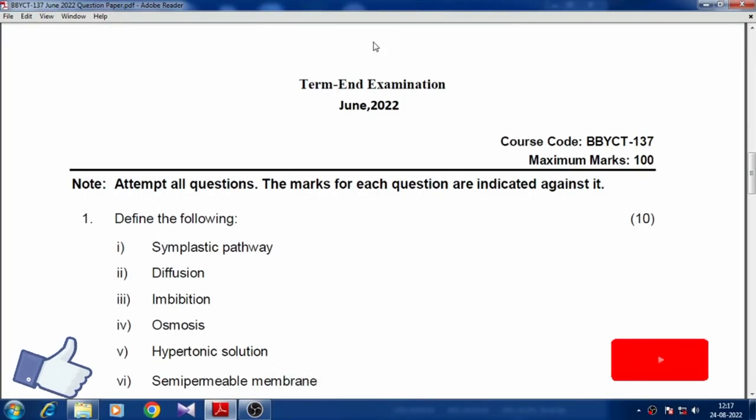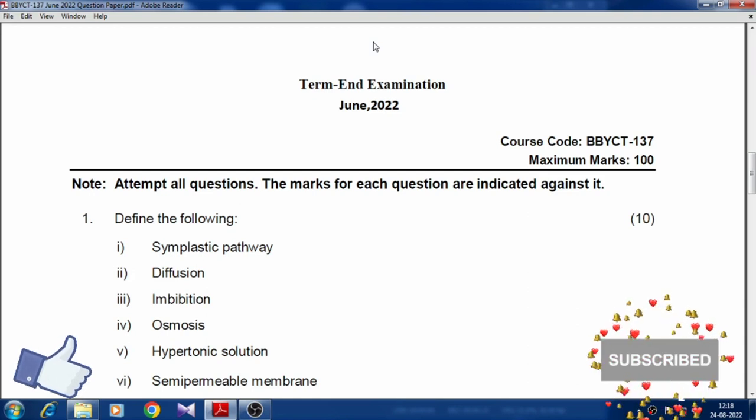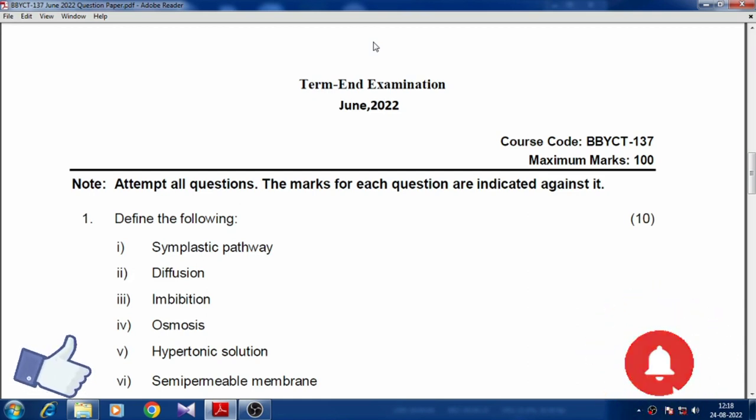Term-End Examination, June 2022. Course code BBYCT-137. Maximum marks: 100. Note: Attempt all questions. The marks for each question are indicated against it.